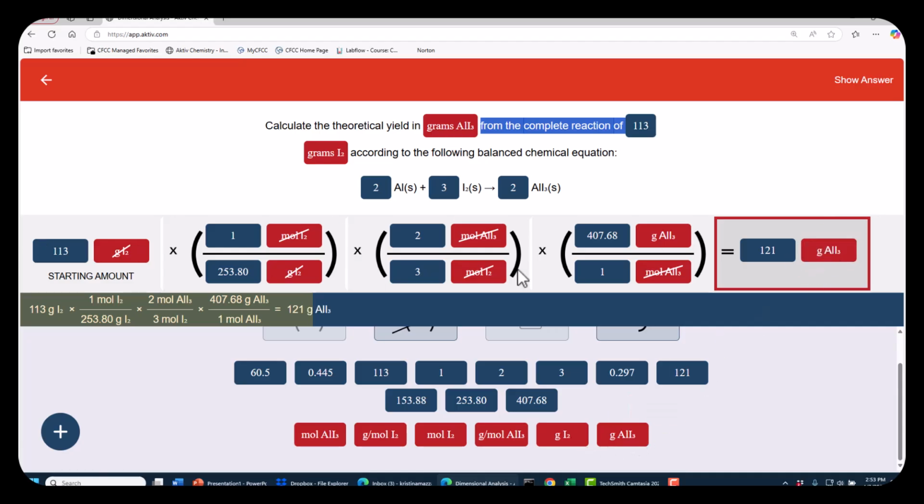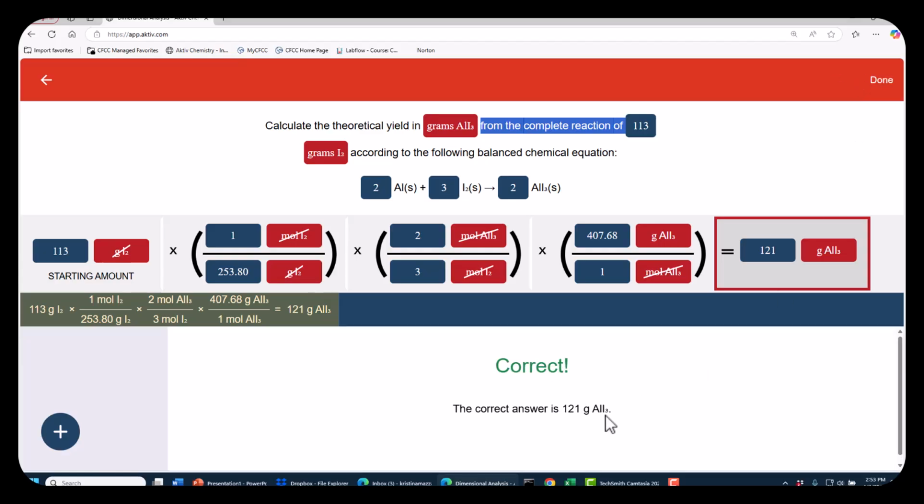Okay. So now what I have in Active matches the work that I have on my paper. I'm going to go ahead and hit show answer, and I'm correct, and I have all the points because my train tracks are correct and my value is correct.